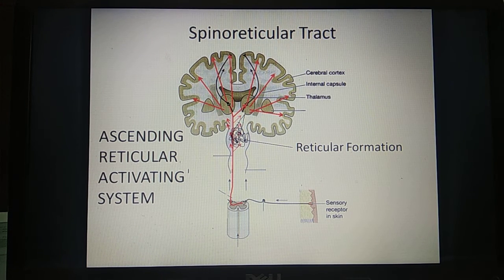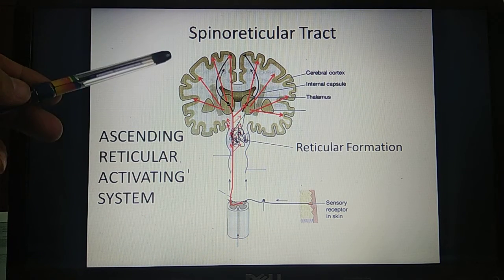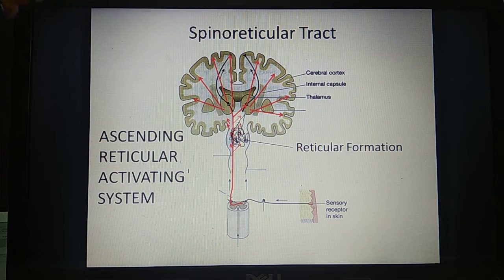And in the theory of sleep and wakefulness, this is one of the important theories, that we are awake because of this system. We are awake because of the ascending reticular activating system. Constantly during the day, impulses are coming and it is exciting the cortex. That's why we are awake. So this tract is also called the spino-reticular tract.